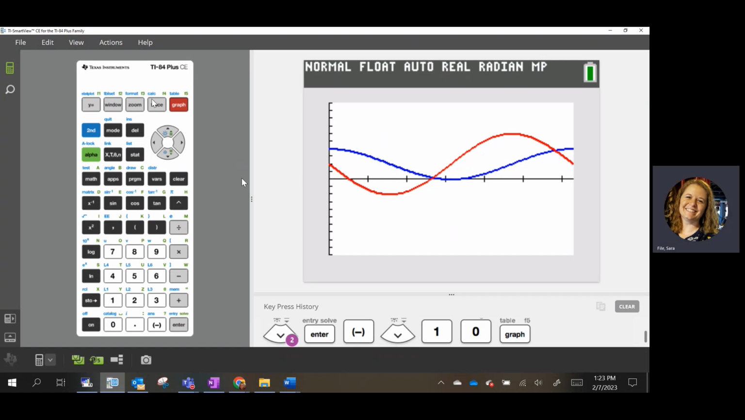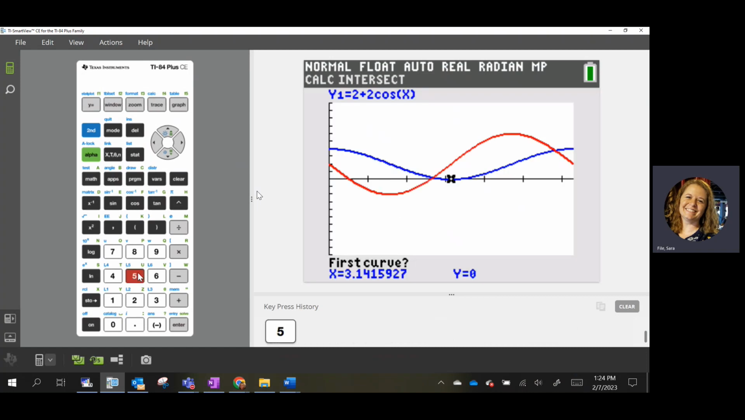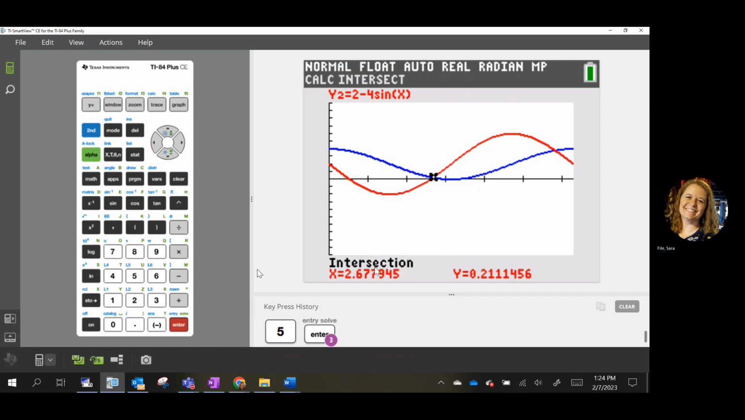So now I can go to my calculate menu, which is second, trace, and then it's the 5th option, intersect. So second trace 5, and I get my little cursor and it says first curve. I hit enter, it jumps to the second curve. I hit enter, and then it says guess, and I hit enter again. And then it moves to that closest intersection. And those are the rectangular coordinates of the intersection of those two curves.